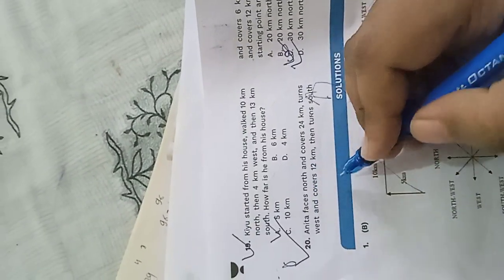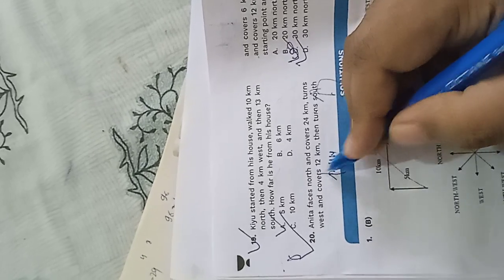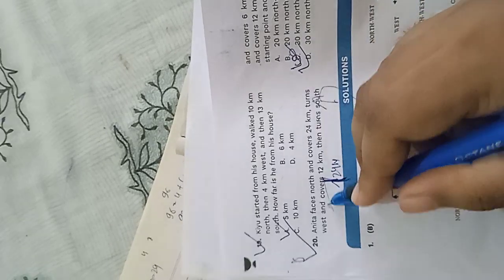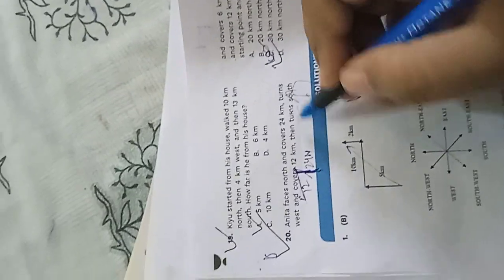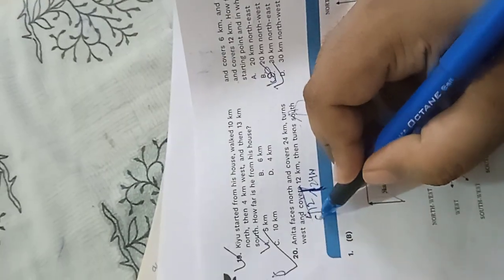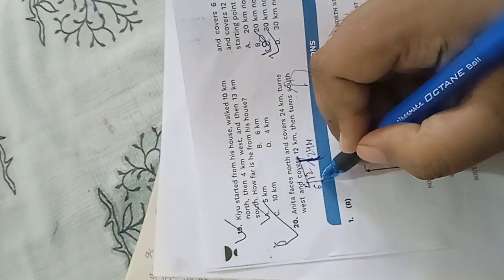She faces north and covers 24 kilometer and turns west. West is in which direction? Here is west. So no problem. Here she will turn west and covers 12. Then turns south. South is downward and covers 6. And turns west again and covers 12. West is this direction. Cover 12.